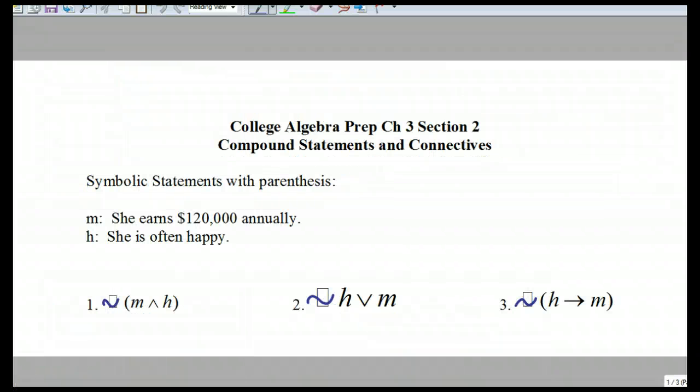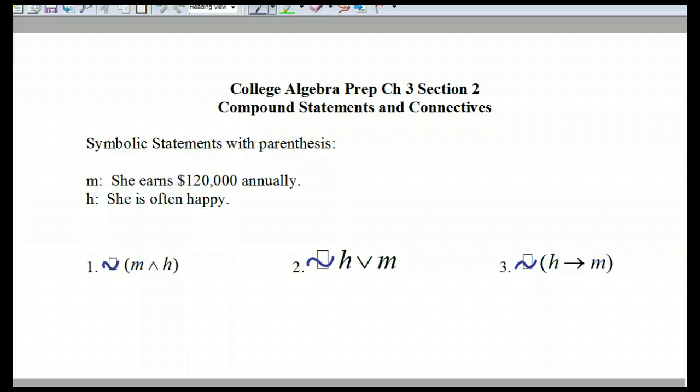Okay, so now we want to talk about parentheses. And so you're going to see these occasionally. The parentheses helps to figure out things a little bit more, especially if you have 3 different statements. It's important. It kind of helps to release some confusion. But on this first one, we have M. She earns $120,000 annually. And H, she is often happy.